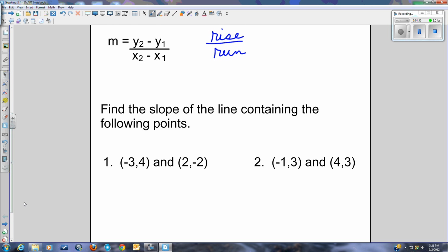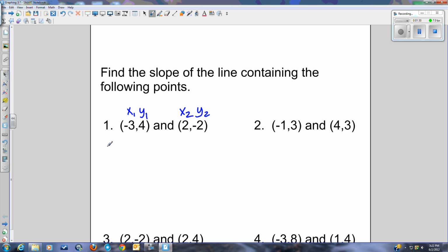Now let's use that formula to find the slope of the line containing the following points. We have negative 3, 4, and 2, negative 2. We're going to start by labeling our points x1, y1, and x2, y2. And we'll use the formula m equals y2 minus y1 over x2 minus x1. So let's plug our numbers in. y2 is negative 2 minus y1, which is 4, over x2, which is 2, minus x1, which is negative 3.